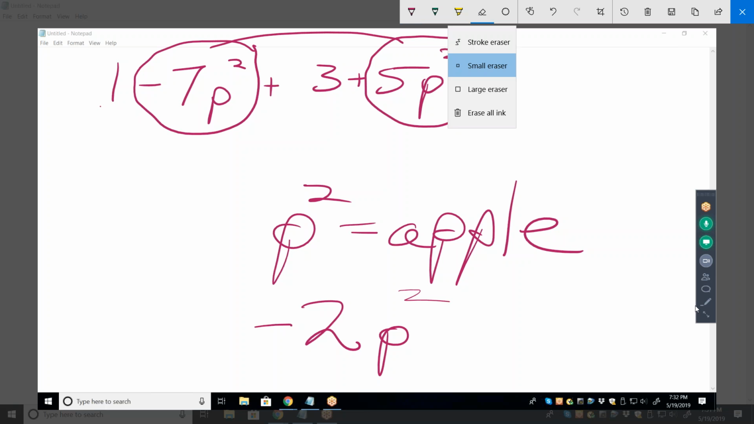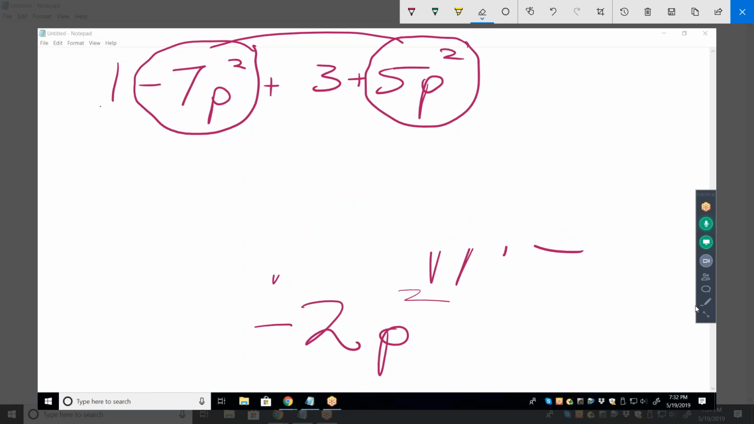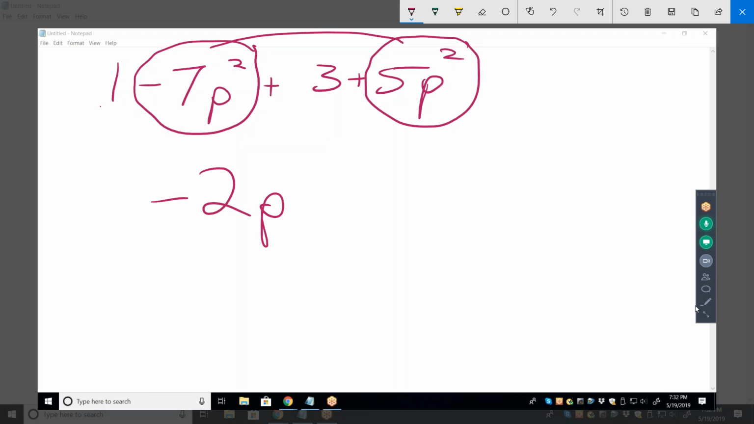Okay, so I'm just combining the coefficients. Minus 7 and plus 5 gives you minus 2. And they happen to both be the same thing so that I can add and subtract them. If one of these was a p cubed, I could not do that. It wouldn't be an apple, it'd be an orange if it was a p cubed. But p squareds are the same as other p squareds. So I can combine like terms. So I get minus 2p squared.